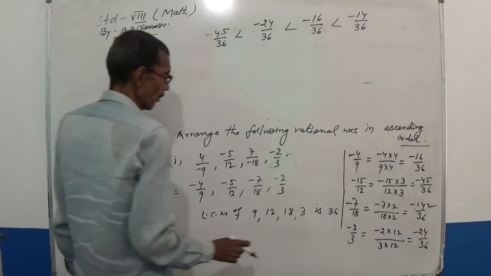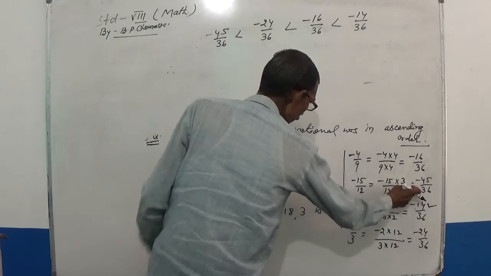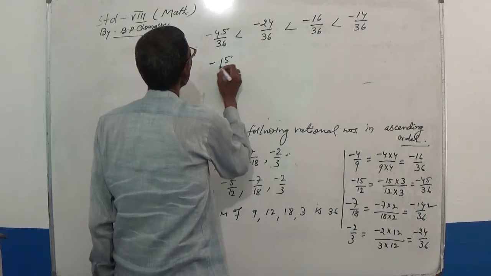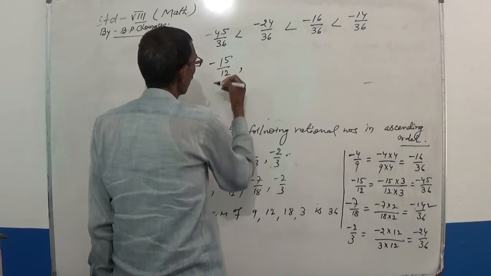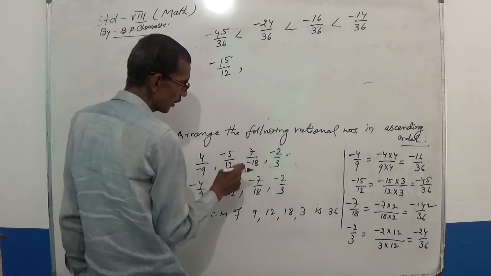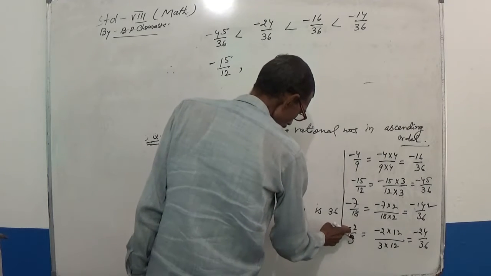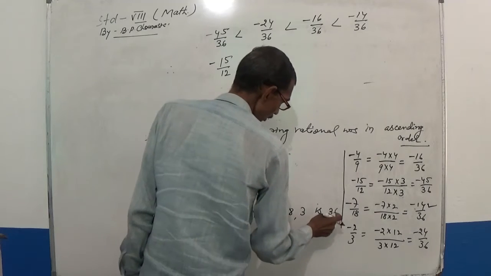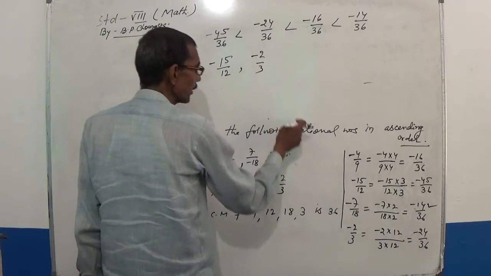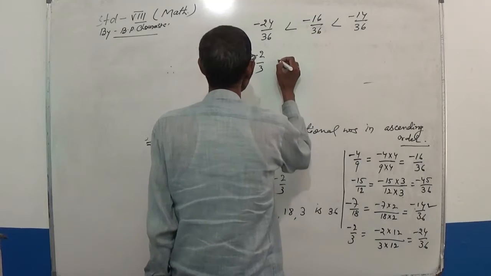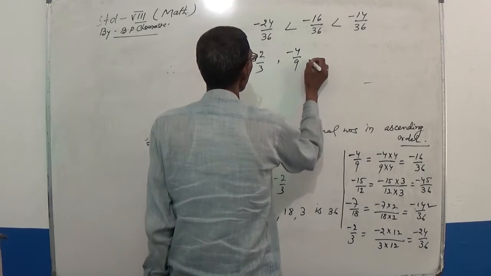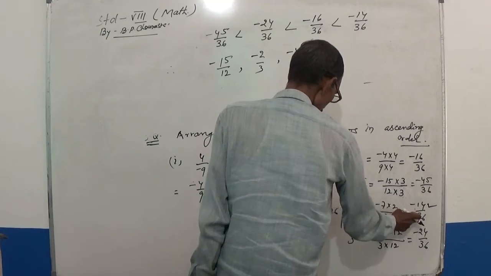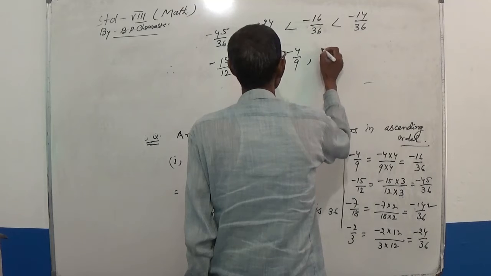Therefore, minus 45 by 36 means minus 15 by 12, comma, minus 24 by 36, minus 2 by 3, and minus 16 by 36, minus 4 by 9, and minus 14 by 36, minus 7 by 18.